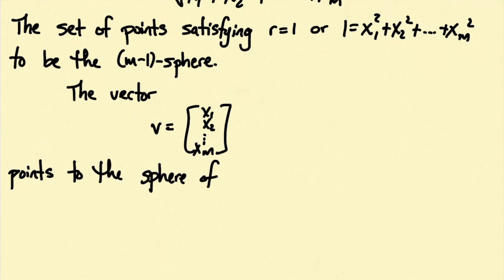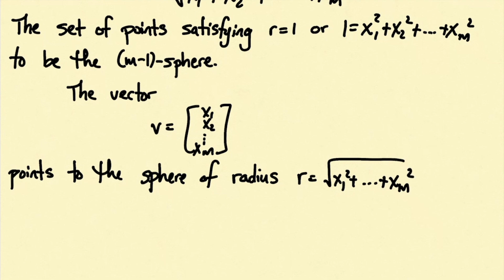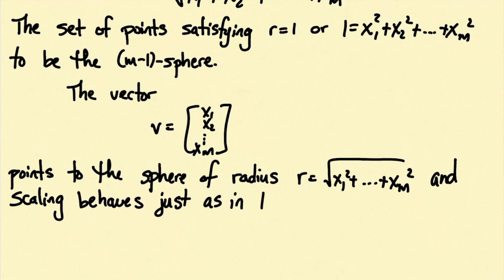And the operation of scaling by a real number behaves just as it does in lower dimensions. Multiplying by -1 flips by 180 degrees. Multiplying by a number a, which is bigger than 1, stretches by a factor of a. And multiplying by the number 1 over a compresses by a factor of a.